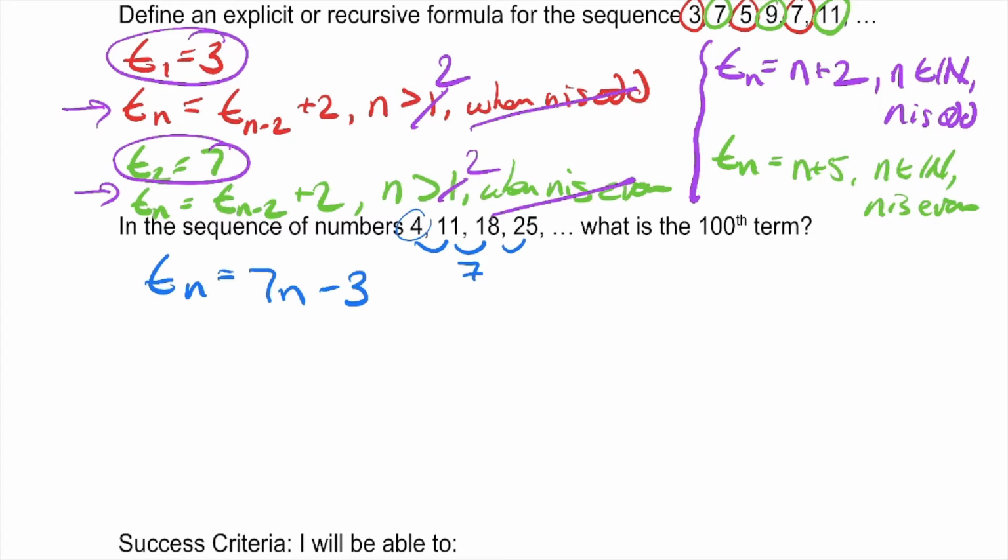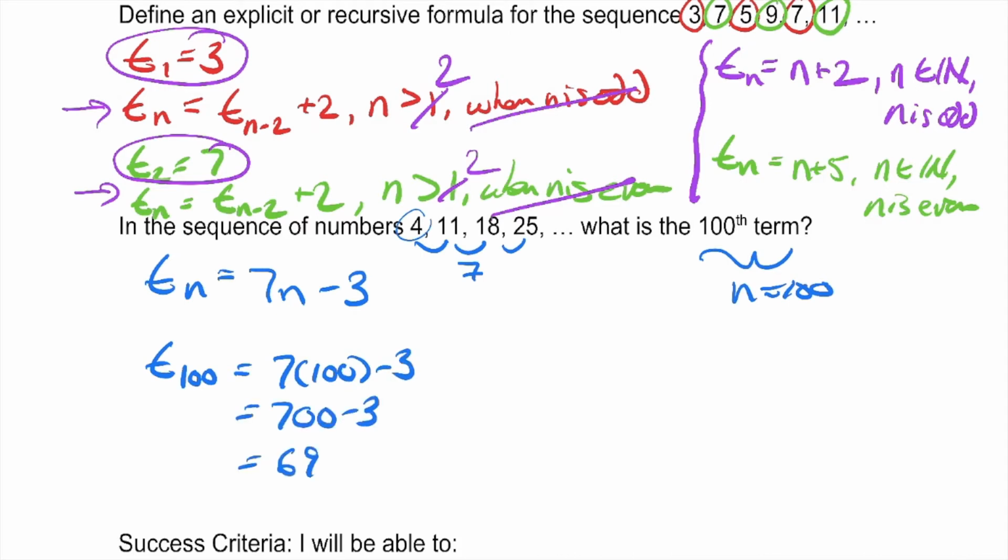So in this case, now we want t of 100. This means that n is 100 because we want the 100th term. So t of 100 is going to be 7 times 100 minus 3, which is 700 minus 3, which is 697.